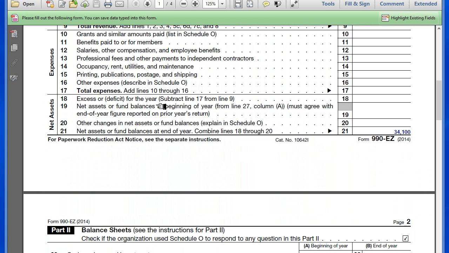What you'll find is that on line 18 here, that's where your net profit or loss is going to go. You subtract your total expenses from your total income, and then you'll see that on line 19 is your total net assets at the beginning of the year. Then you add your profit or loss to that, and line 21 is going to be your net assets at the end of the year. This is the part that appears on the first page of the return.